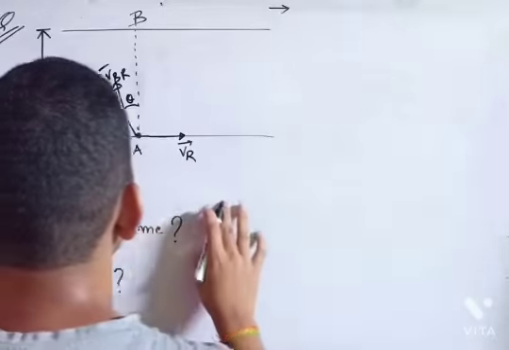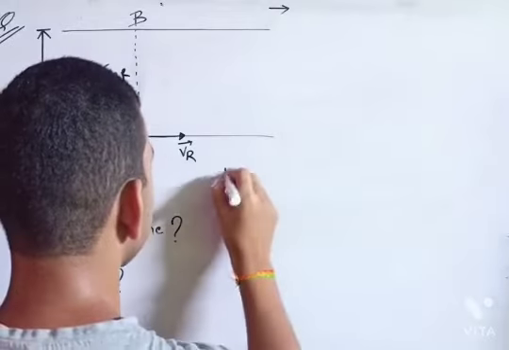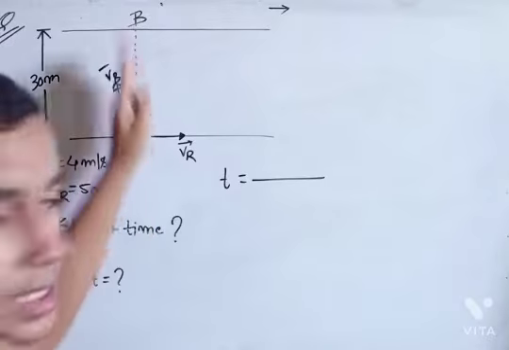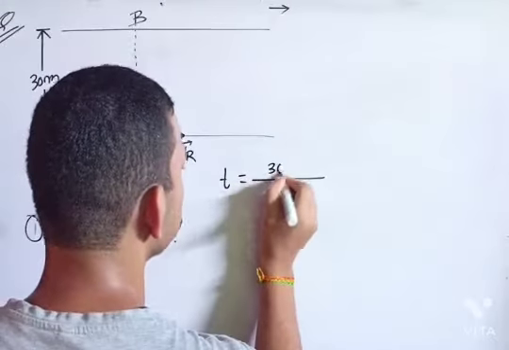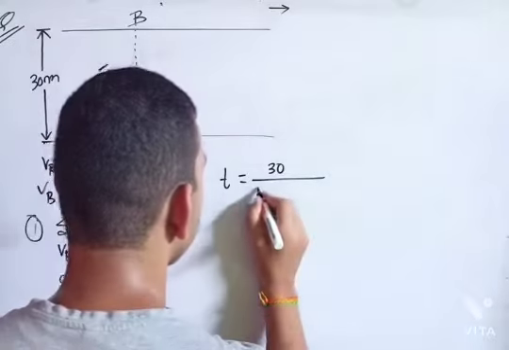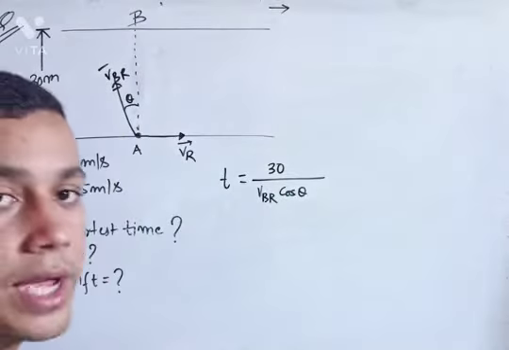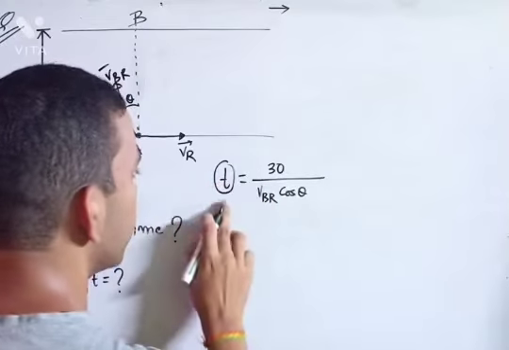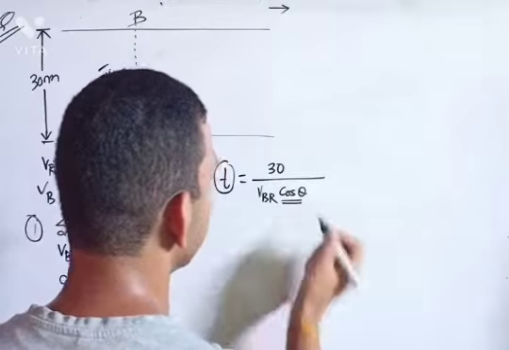theta. Then the time required for going from this end to this end is t. Suppose we are finding the time while moving along this straight path, because we know the width of the river, the distance is 30 meter along this direction, and along this direction the speed will be VBR cos theta. Now we have to find the minimum time. For t to be minimum, this value must be maximum. Now this value will be maximum when cos theta is equal to 1.